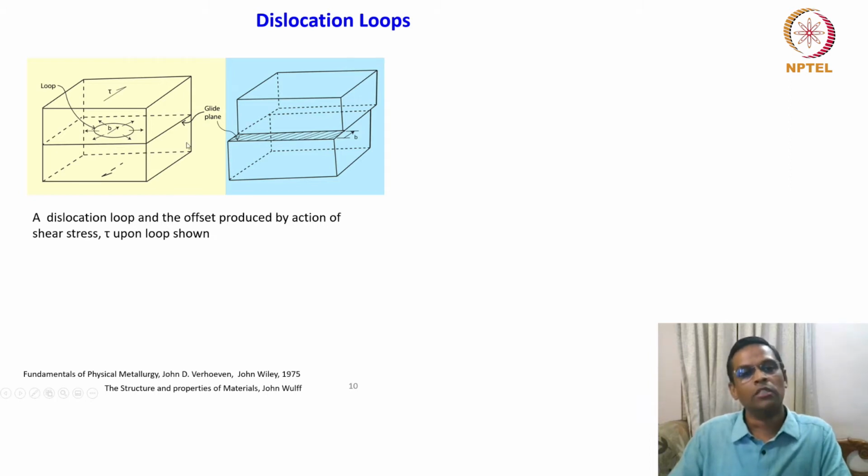Okay. Suppose the loop is completely generated inside this crystal unit. Once the dislocation loop comes out of this unit cell, it will leave the slip line like this, a slipped region in the crystal. Of course, that is a glide plane. So a dislocation loop and an offset produced by the action of shear stress tau upon the loop is what is shown here. Okay.